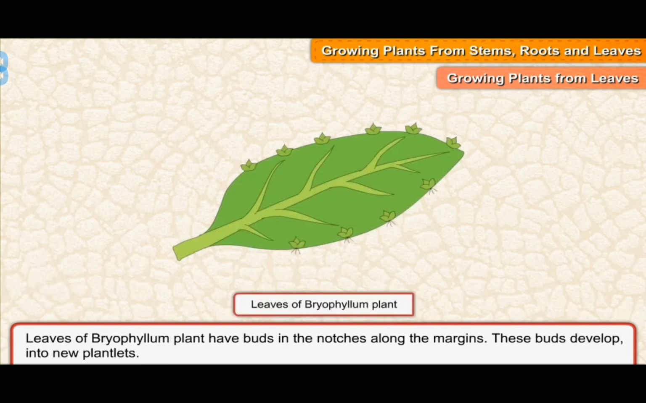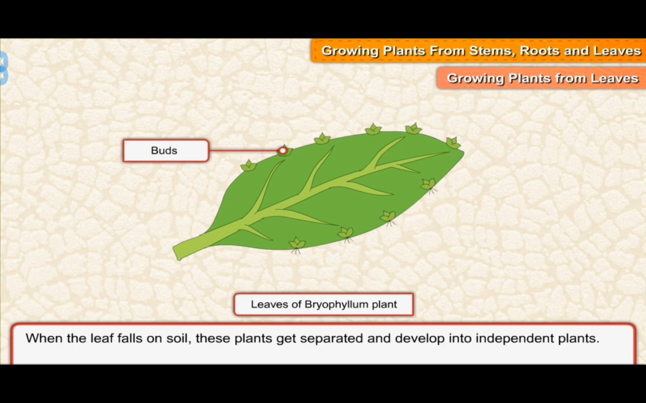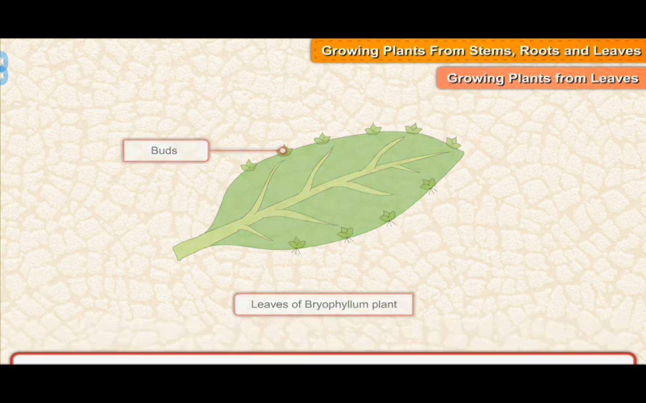Then we are going to learn about the leaves. Bryophyllum is the best example for that. When we see the bryophyllum, the outer margin mainly has some notches. Along the margins, these have a bud. Actually, these buds mainly develop into new plants. When the leaf falls on the soil, these plants get separated and develop into independent plants.